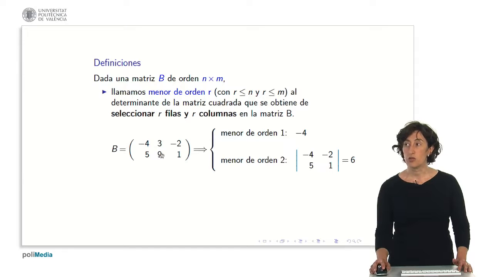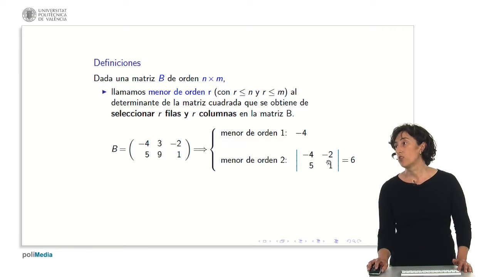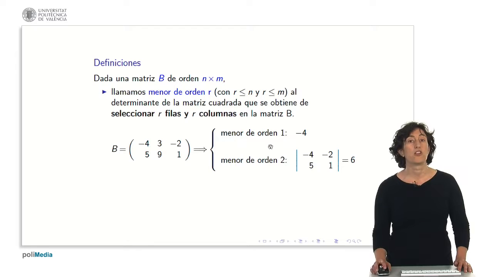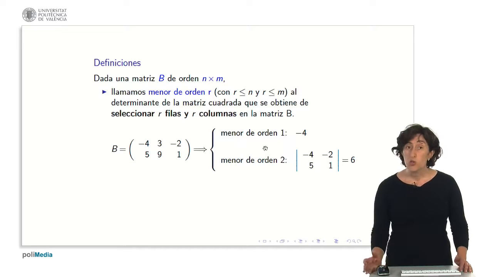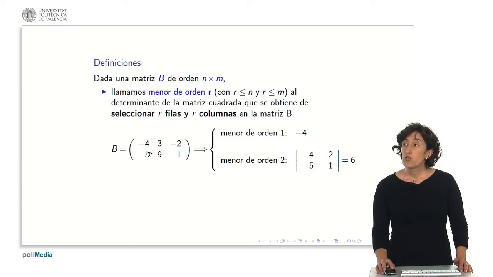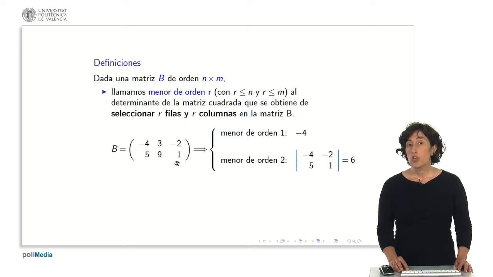That would be a square matrix whose determinant would be a minor of order 2, or also first column and third column, and first row and second row, minus 4, minus 2, 5, 1. That determinant is worth 6 and is a minor of order 2 in the matrix B. As you can see, we can build several minors of order 1 and several minors of order 2. What we can never build is a minor of order 3, since we cannot build any determinant of size 3 times 3 with this matrix B. Well, that's what we call minors of order r associated with a given matrix B.